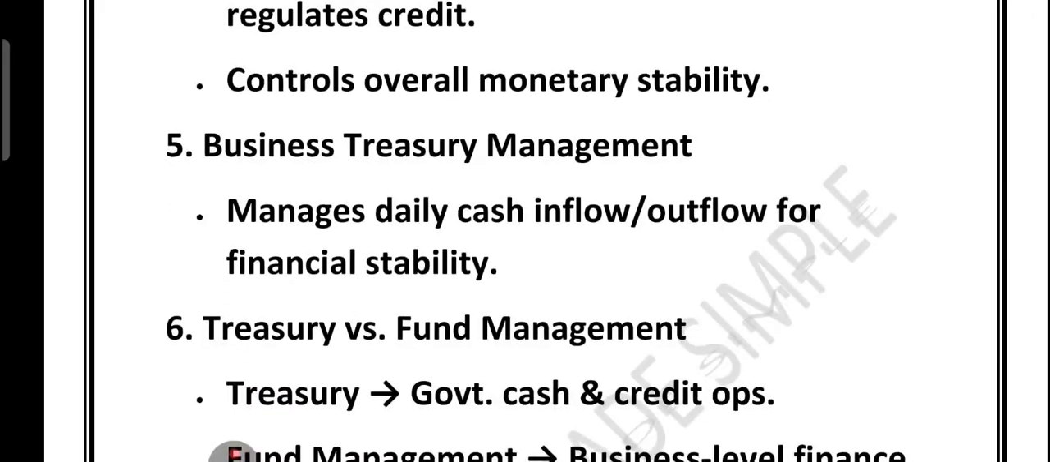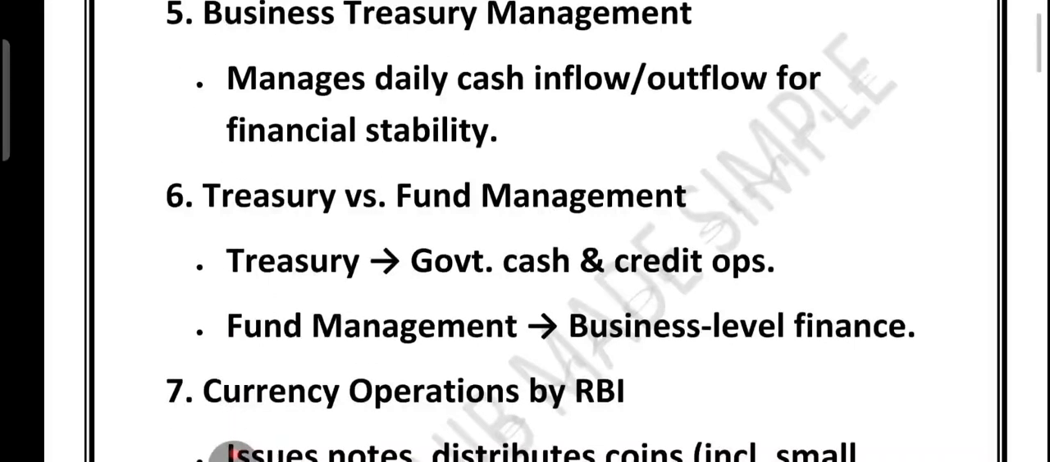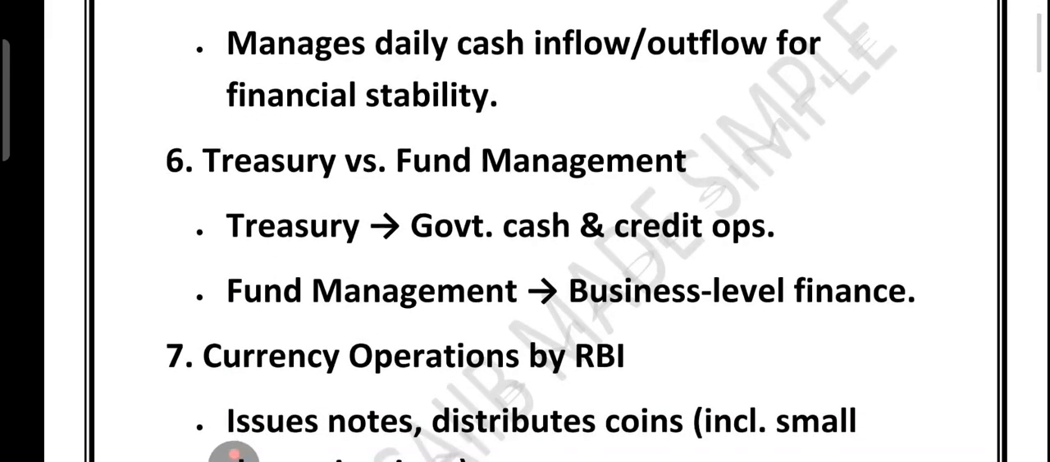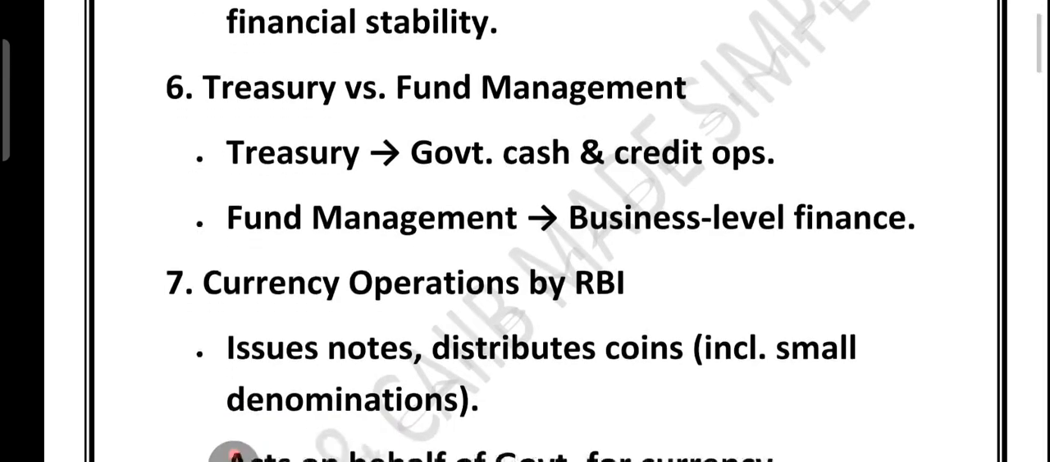Now friends, in the corporate world, treasury management focuses on maintaining the daily cash flow. It manages inflow and outflow of money to ensure financial stability and smooth business operation. So here is the quick difference. Treasury management deals with government level cash and credit operations. Fund management, on the other hand, is about business level finance, how companies handle their funds.